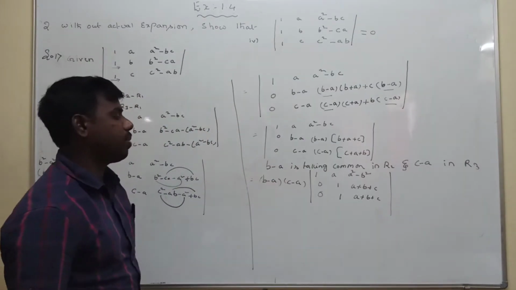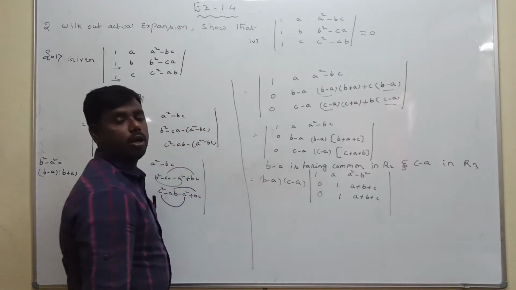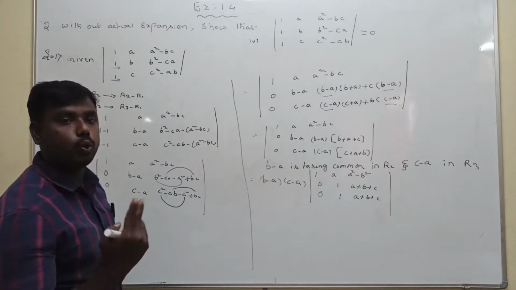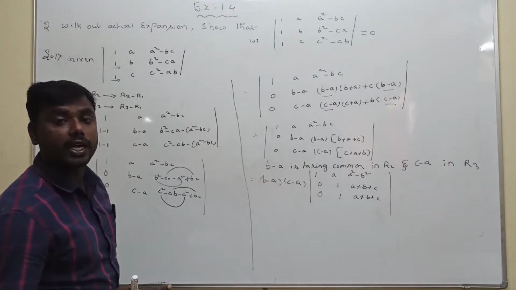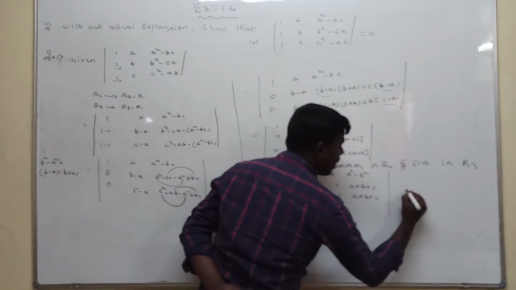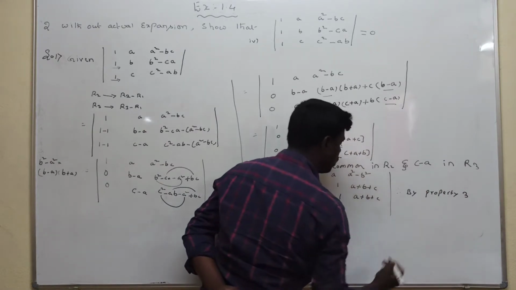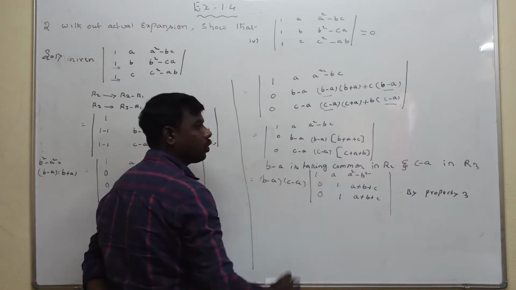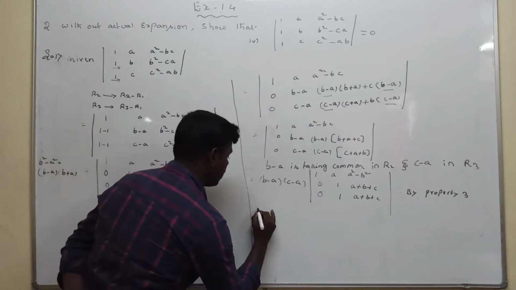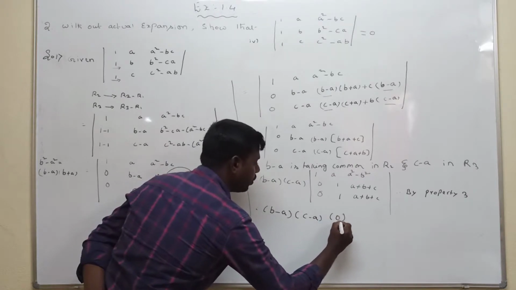A plus b plus c. Observe, dear friends, here second row and third row both elements are equal. So what is property 3? Whenever two rows or two columns are identical, the determinant value will be 0. That's why by property 3, the second row and the third row are identical, the determinant value will be 0.